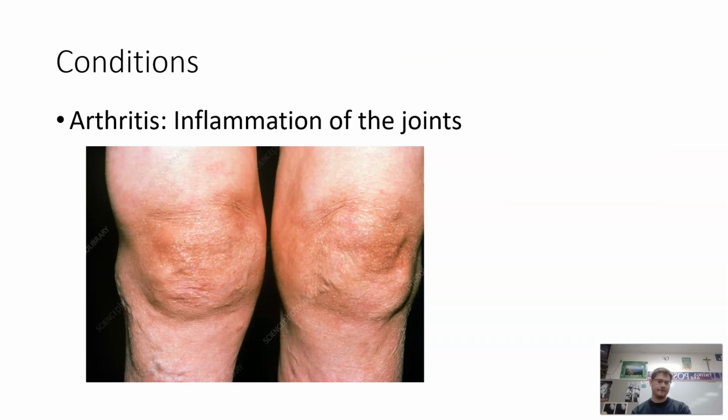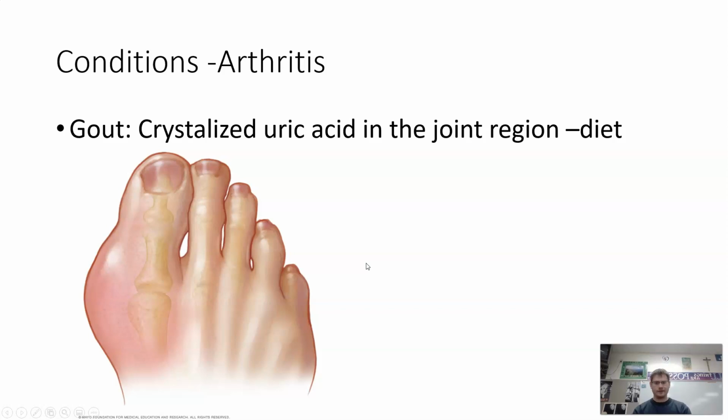Arthritis. And this is inflammation of the joints. As you can see, these joints are irritated. That would be your knees. Inflamed. Gout is crystallized uric acid in the joint region, and that comes from diet. Your kidneys actually try to get rid of uric acid. That's one of the waste products, and when your body's not able to excrete it correctly, it's got to put it somewhere, so that's one of the places where it puts it.